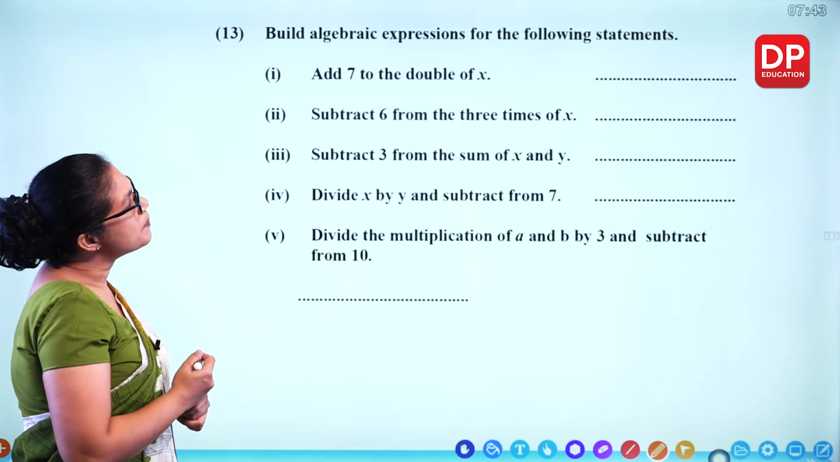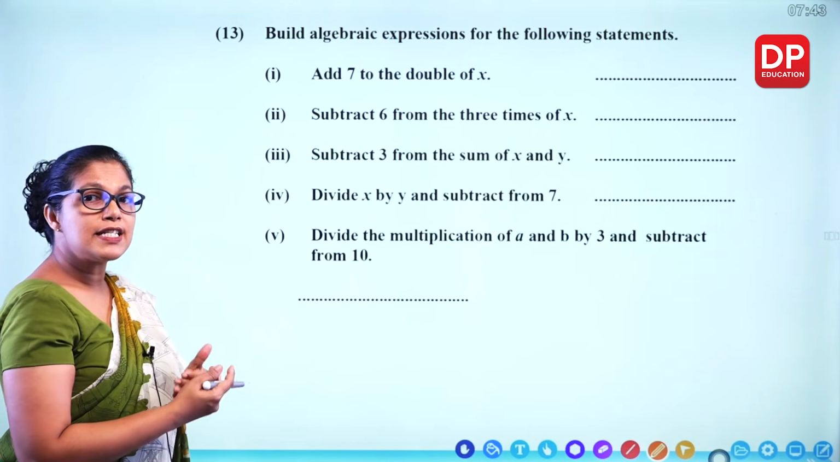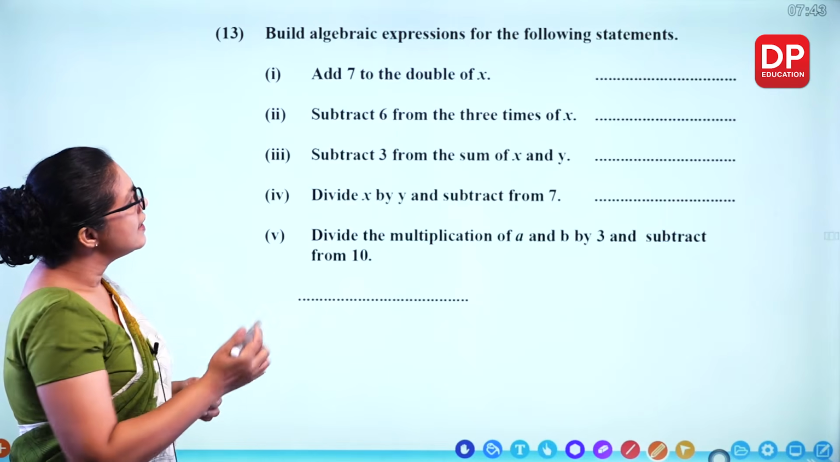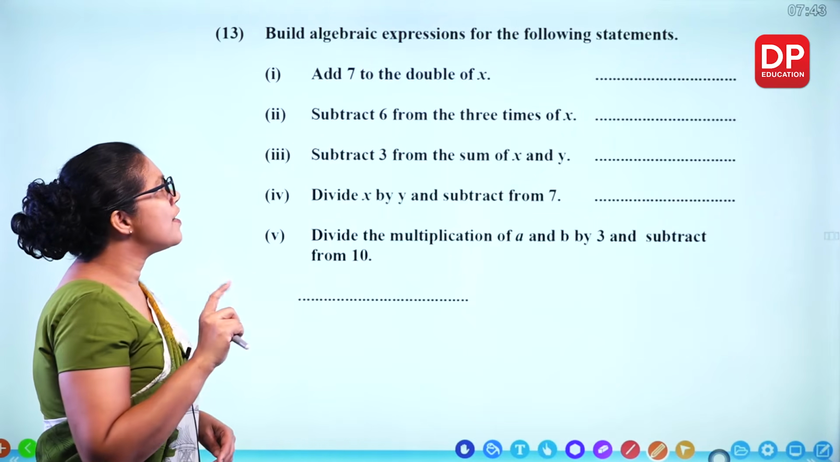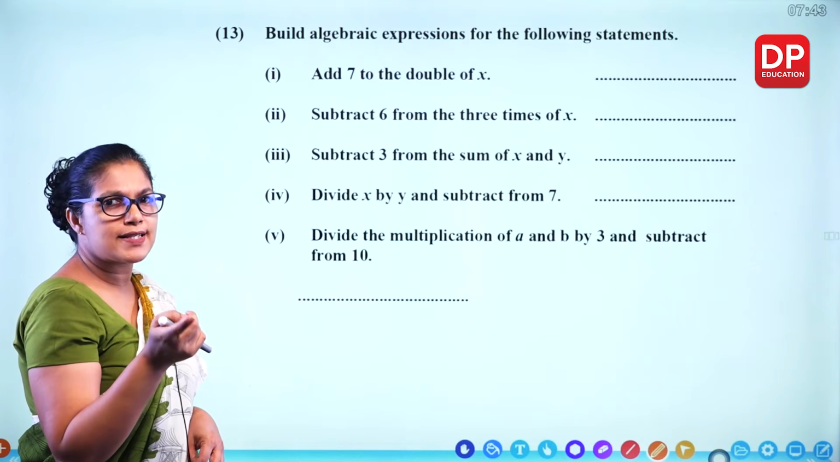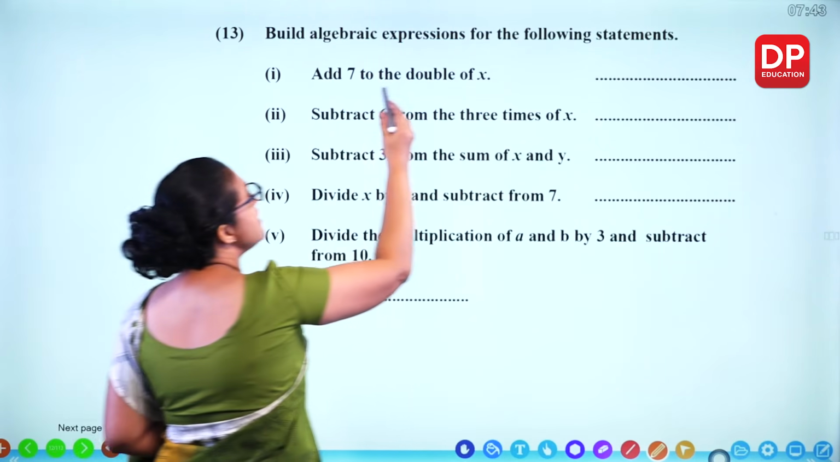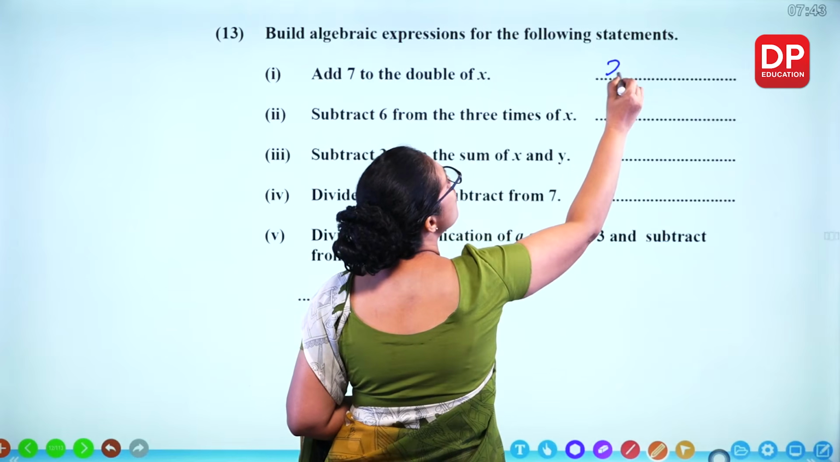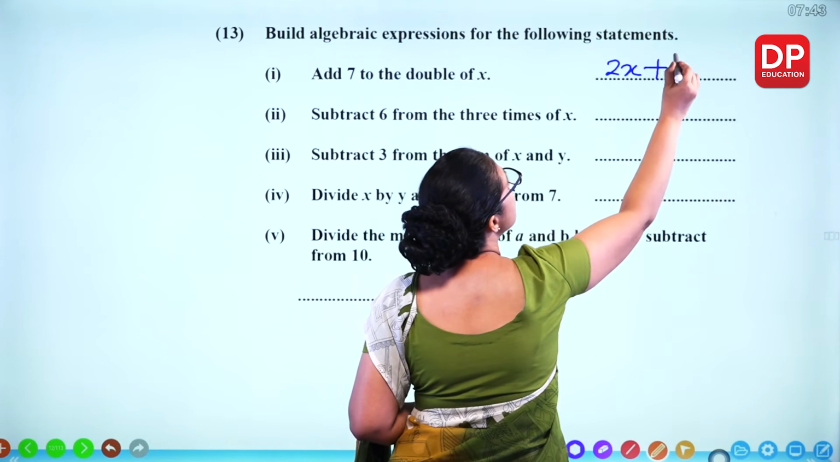Build algebraic expression for the following statements. We'll try to write in terms of letters. You can take these letters given. Add 7 to the double of x. What does double mean? 2 times x. So adding 7 to double of x means 2x plus 7.